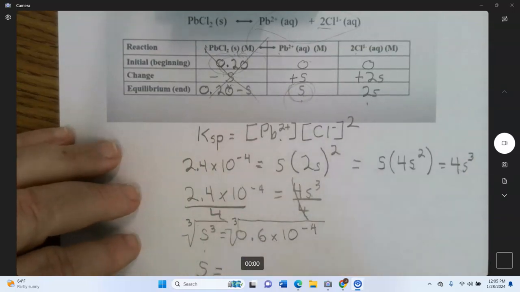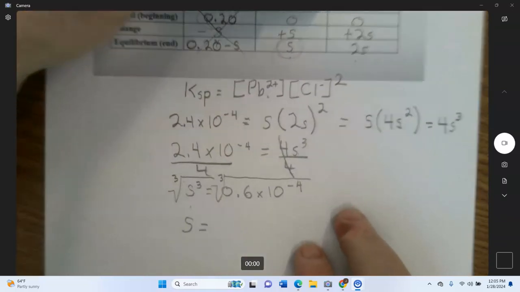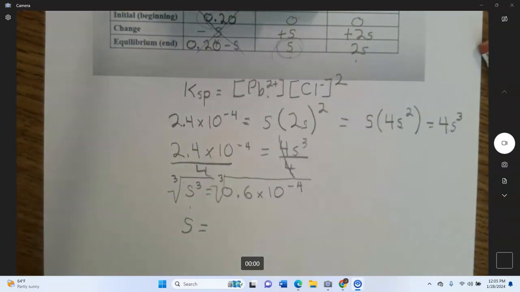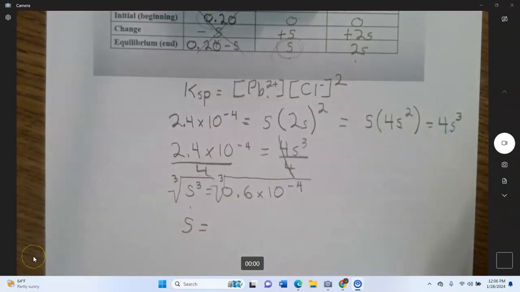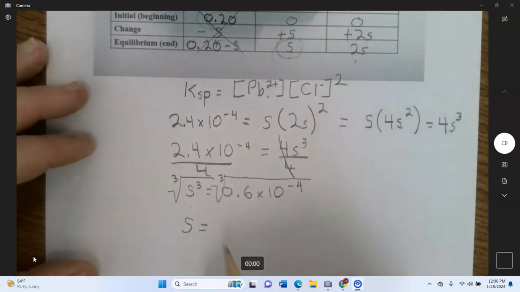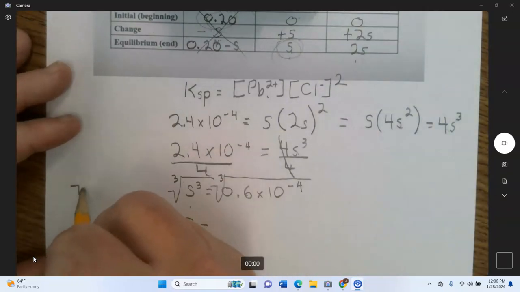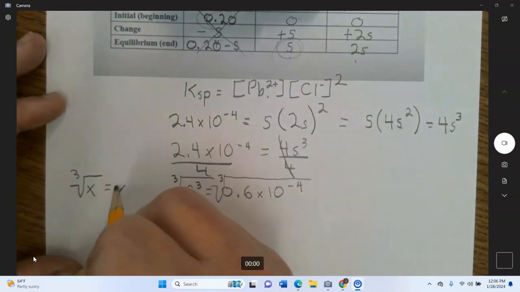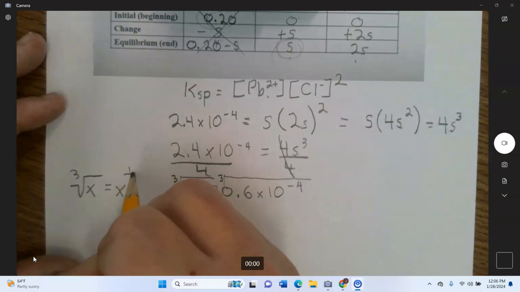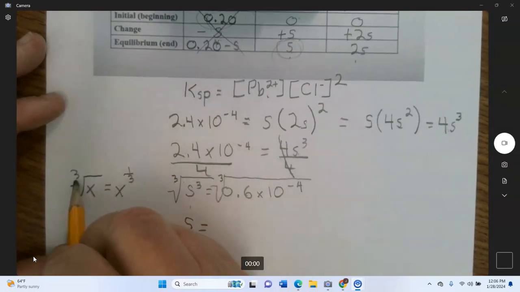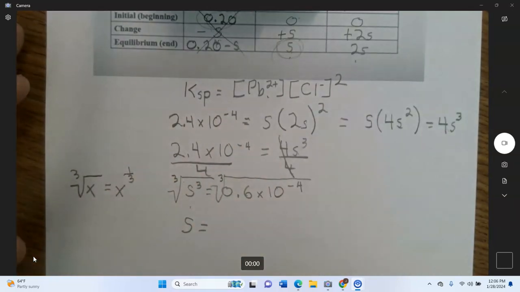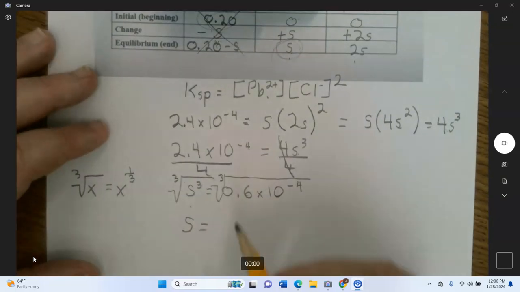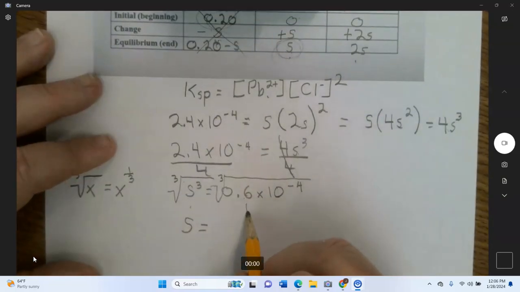Now what's the cubed root of this? Let me show you how to do that on the calculator. Okay, so the first thing to understand is a principle of math. The cubed root of any number or variable is equal to that variable or number to the 1/3 power, the reciprocal of that. That's how you would do a cubed root, all right? So what this is going to become is, this is going to become this.